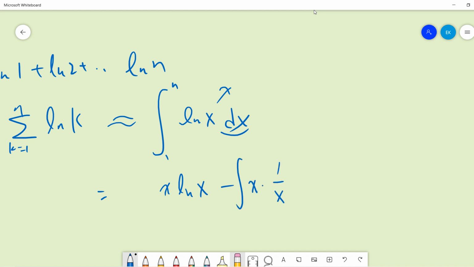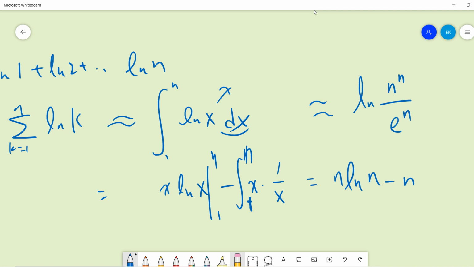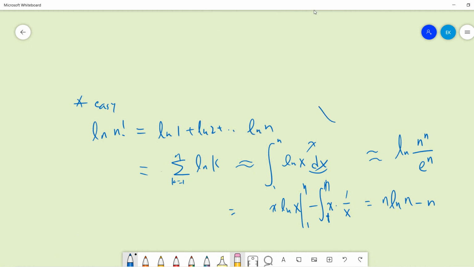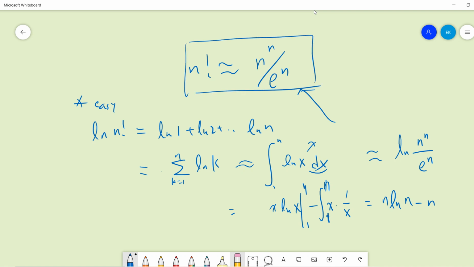So this is your standard integration by parts. You will get n log n minus n. So you will get log of n to the n divided by e to the n. So the easiest approximation is here. Usually this is already a very powerful computation.